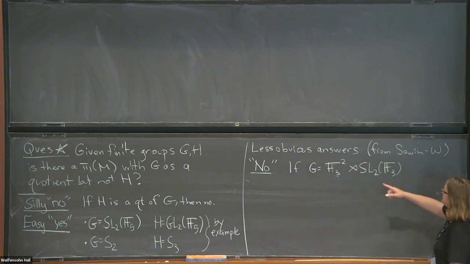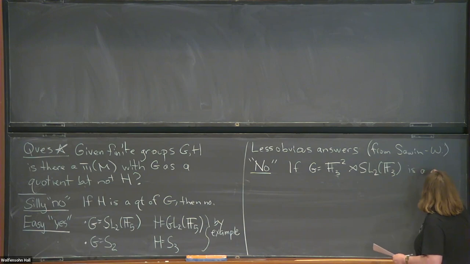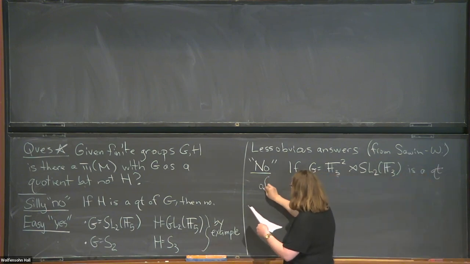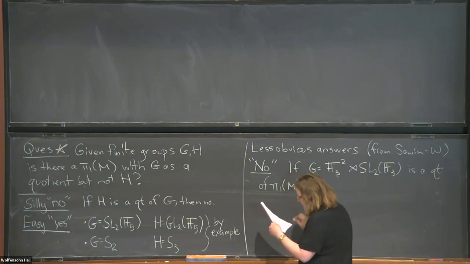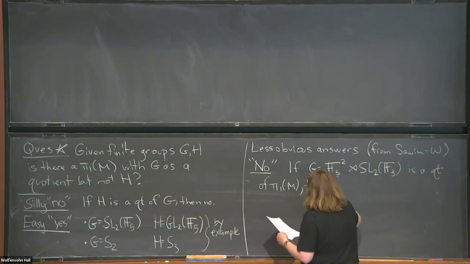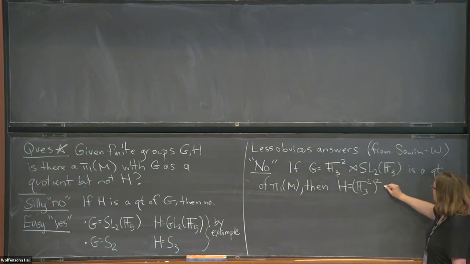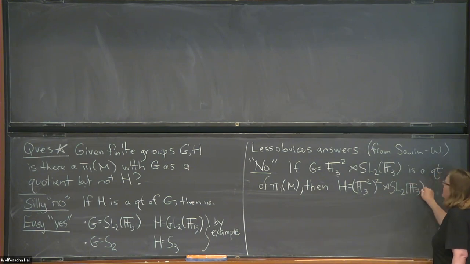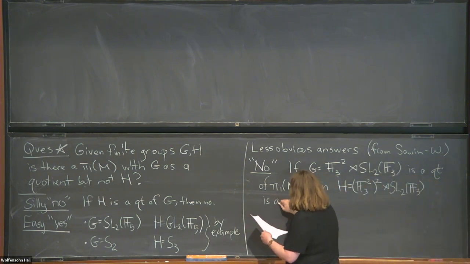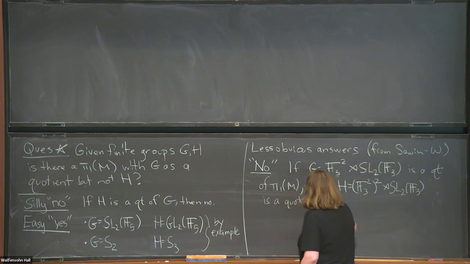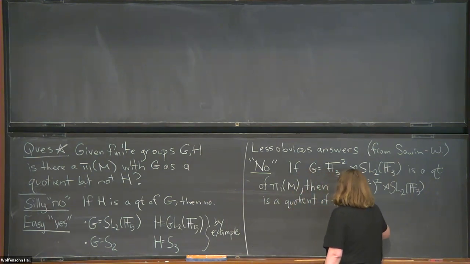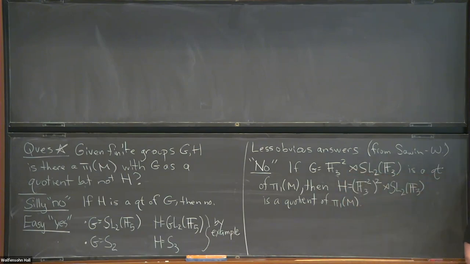And the statement here is that if this G is a quotient of some 3-manifold group, then H, which is going to be a similar group, except I'm going to take two copies of F3 squared, and SL2F3 is just going to act on each of them separately in the way that you expect. And this is a bigger group, okay? Then this is a quotient of pi 1 M.